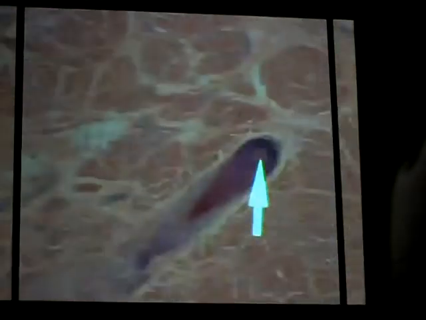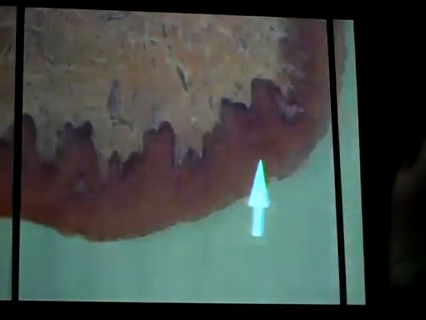Alright, I don't know if we have... So the layer is dermis. Yeah, so all of this is your dermis.